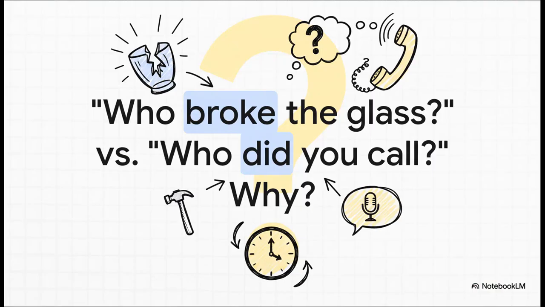So here's the big mystery. Take a look at these two questions. They both start with who, they're both about the past, but one of them uses did and the other one doesn't. One uses the past tense verb broke, while the other uses the base verb call. So what's going on? Why are they so different?